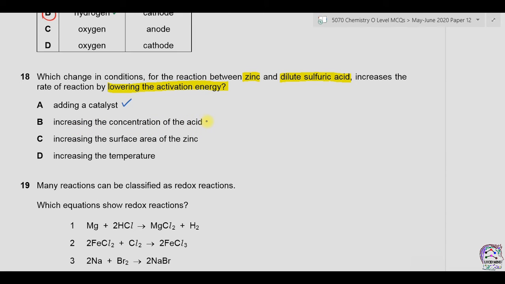It can increase the rate of reaction but it does not decrease the activation energy. C is increasing the surface area of zinc. Again, it can increase the rate of reaction but does not decrease the activation energy. D is increasing the temperature. Again, temperature can increase the rate but it does not lower the activation energy. So the correct option is catalyst.